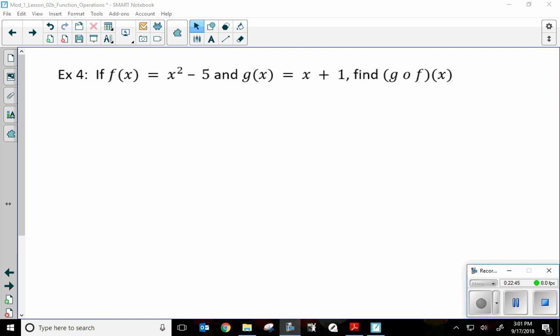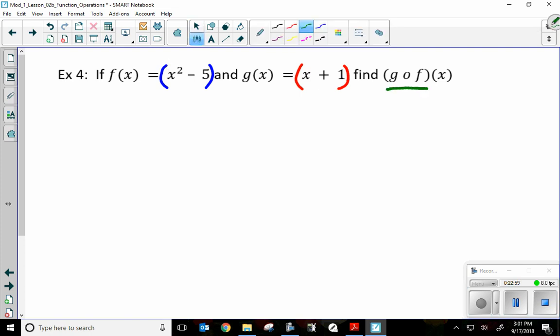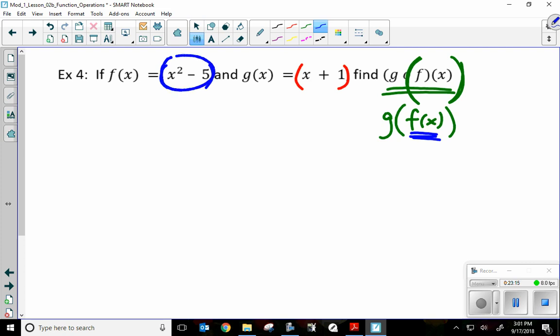Next one. If f of x is x squared minus 5, and g of x is x plus 1, find f of g of x. Remember, whatever's closest to our variable, we do first. So that's the same thing as saying g of f of x. So what is f of x? It's this right here. That's going to go in the f of x. So I really have g of x squared minus 5.